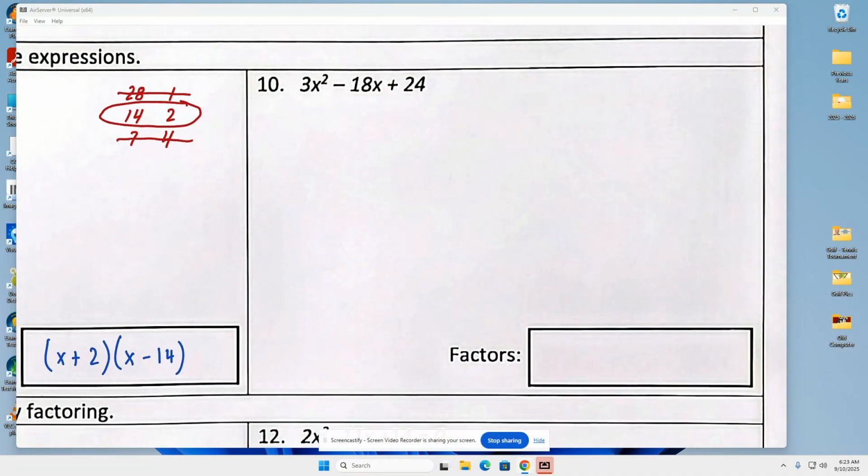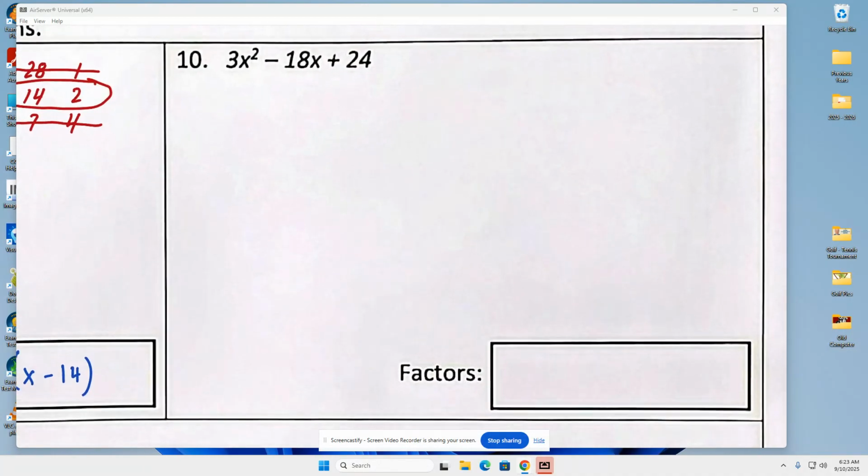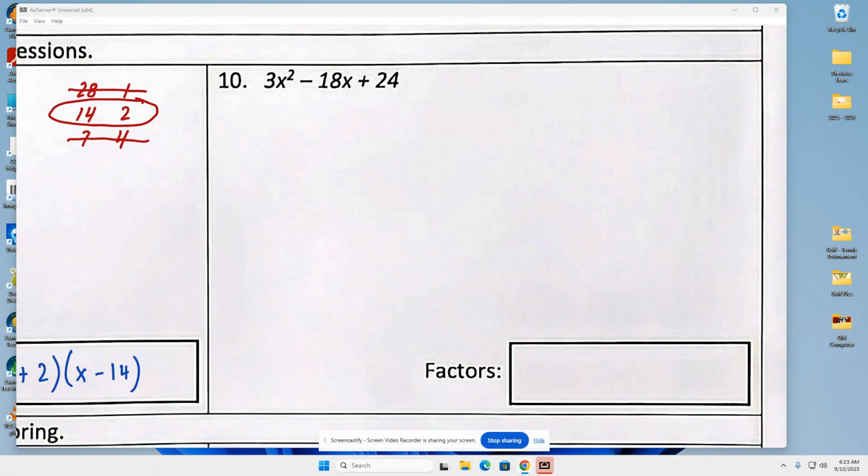Same for this one. So let's start with our process. Is there a greatest common factor? Well, look at 3. Will 3 go into all 3 of these terms? Absolutely. So let's pull out a 3. 3x squared divided by 3 is x squared. Negative 18x divided by 3 is negative 6x. And positive 24 divided by 3 is positive 8.